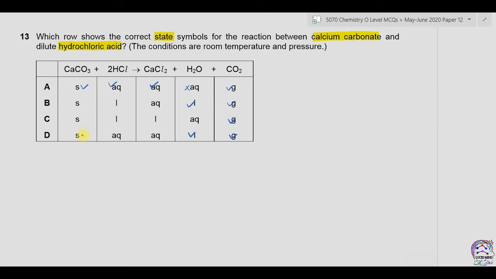So option D seems to be correct because calcium carbonate is solid, HCl is aqueous, calcium chloride is aqueous, H2O is liquid, and carbon dioxide is gas. Answer is D.